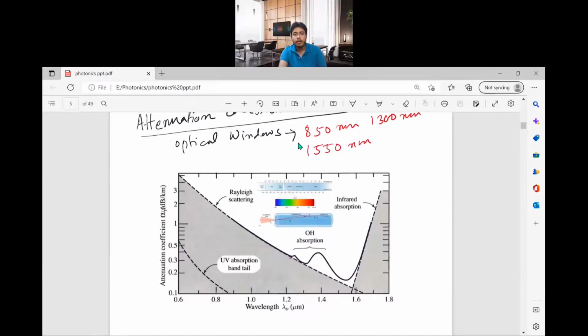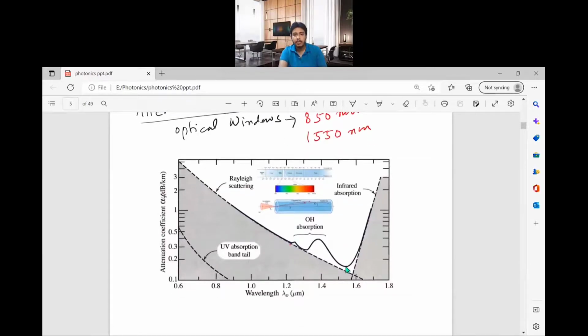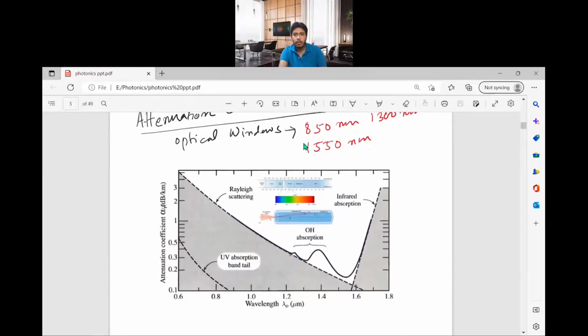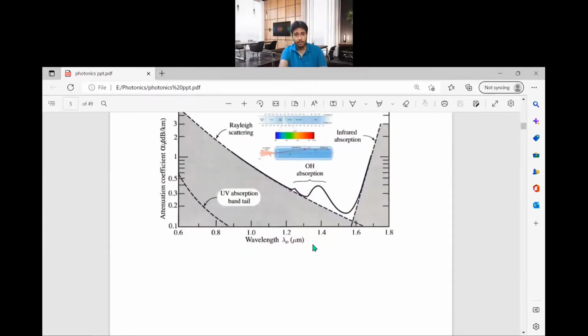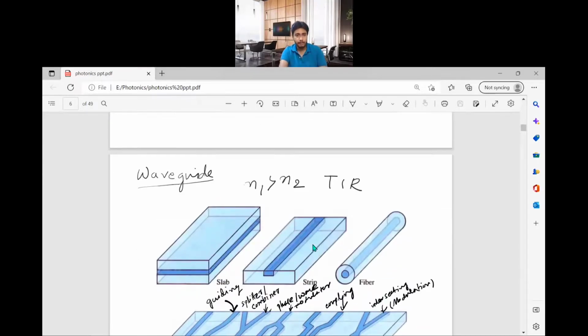This wavelength is used. In that wavelength, the optical fiber loss is 0.15 dB per kilometer. So you will get the least loss in this 1550 nanometer. Other than that, you have the Rayleigh scattering losses, absorption losses, and also the OH absorption loss. For higher wavelength, you will get the infrared absorption. For lower wavelength, you will get the scattering loss and the UV absorption loss. So you get some transparent windows. Mainly we will work in this 1550 nanometer window for the optical fiber. This is for silica fiber. If you use plastic, then the window can be changed.